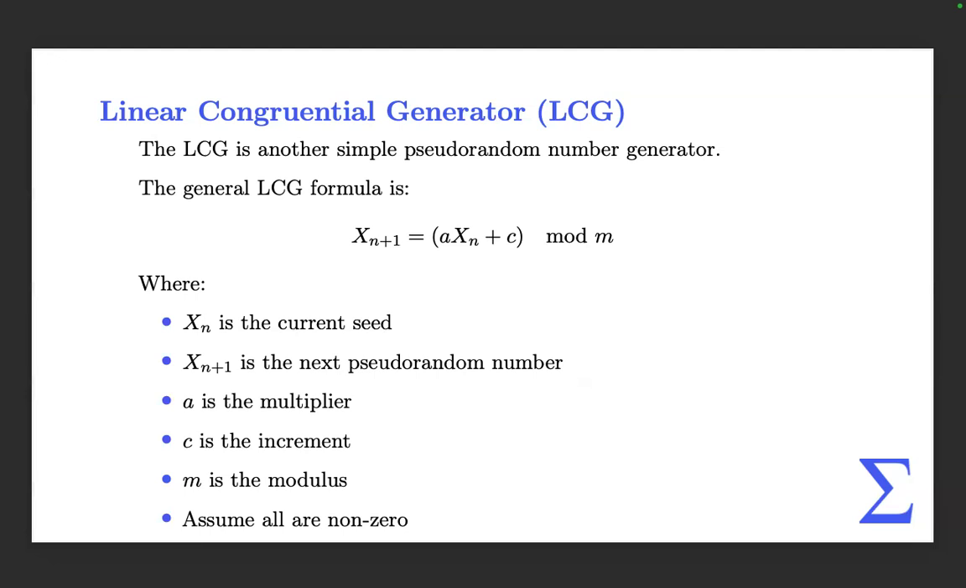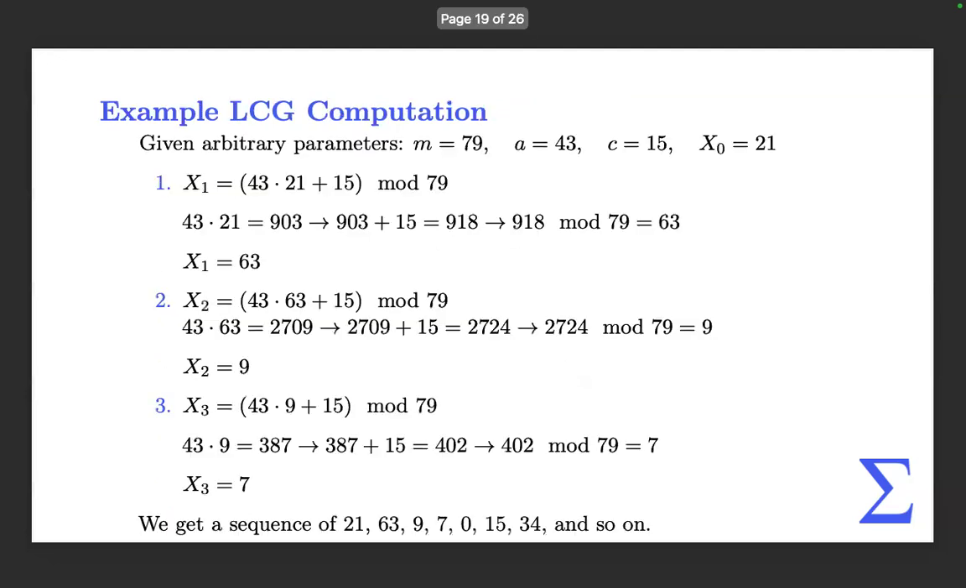And we are assuming everything is non-zero, because obviously if some of them are zero, that tends to make things complicated. So let's try this with a completely arbitrary example. I chose m is 79, a is 43, c is 15, and our starting seed is 21. So let's just go through these.